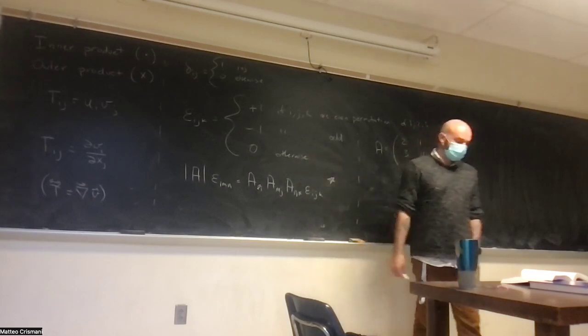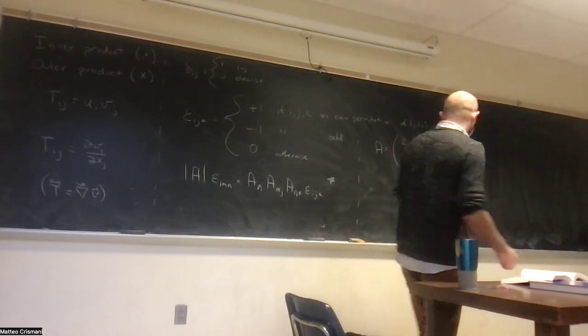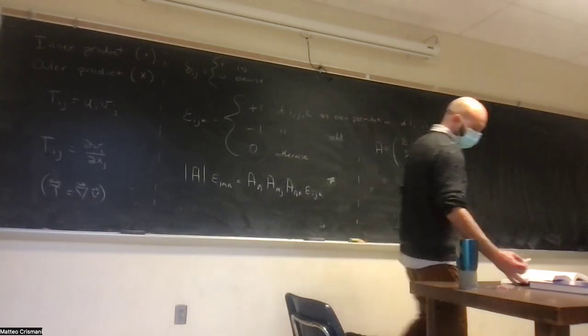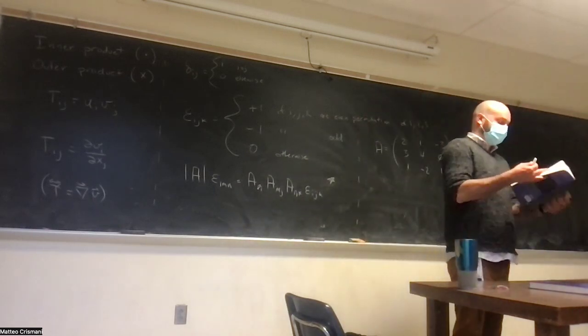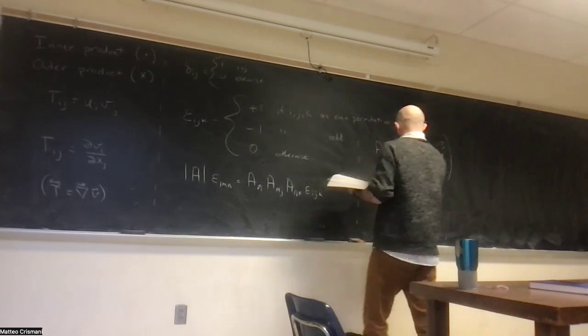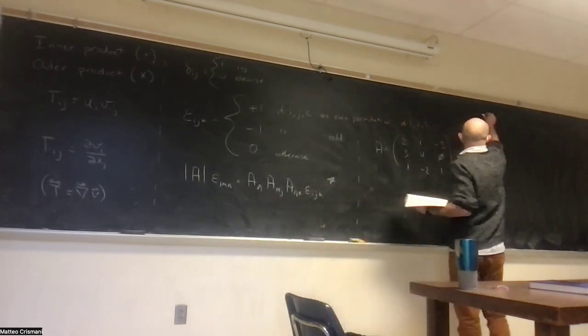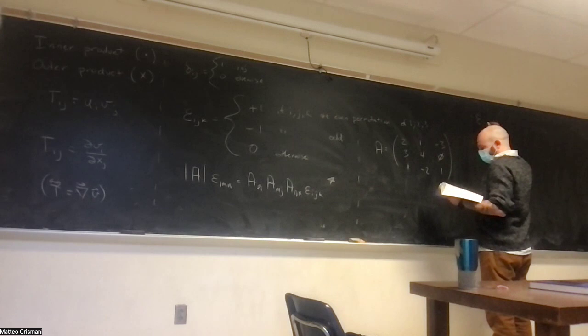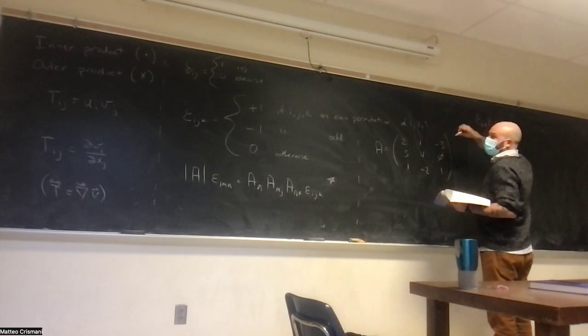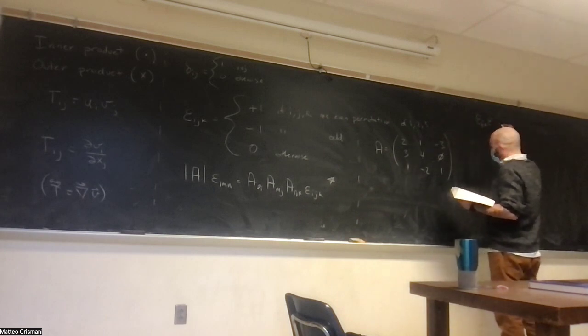Because it's 0 otherwise. Okay, let me write this another way. Maybe this will be more helpful. There's the relationship between the Levi-Civita tensor and our famous friend, the Kronecker delta.